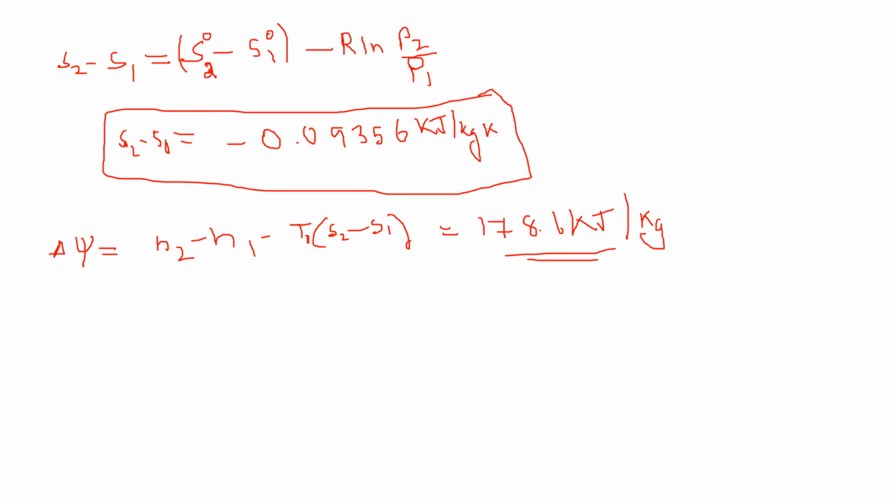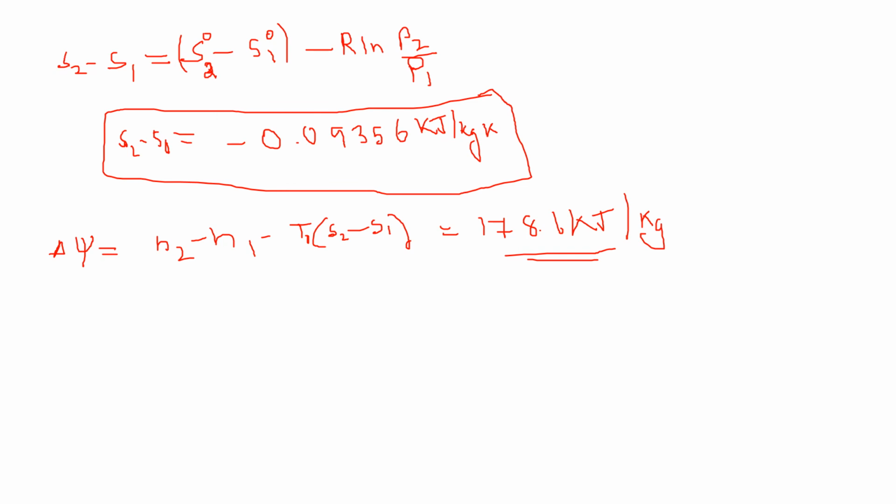Okay, now what is the second part of the question? The second part of the question is asking for the rate of exergy destroyed during this process. What is the rate of exergy destroyed during this process? That is the second part of the question. So exergy destruction is the minimum reversible work in, right? That is the exergy destruction we have.